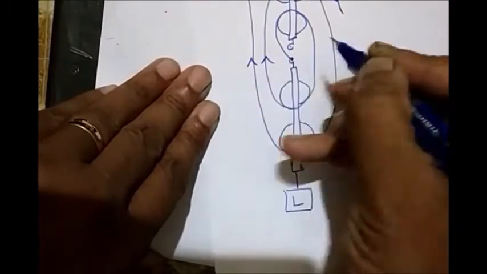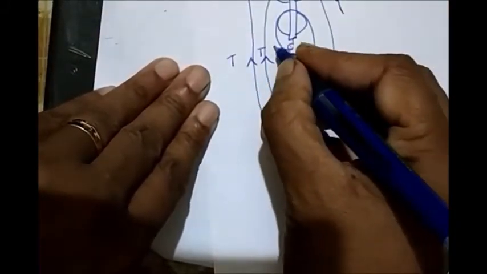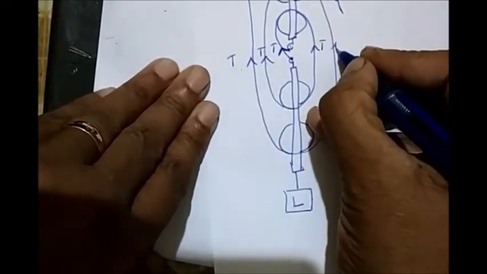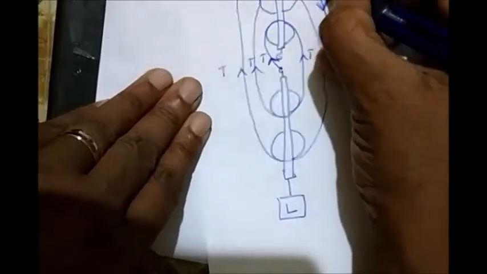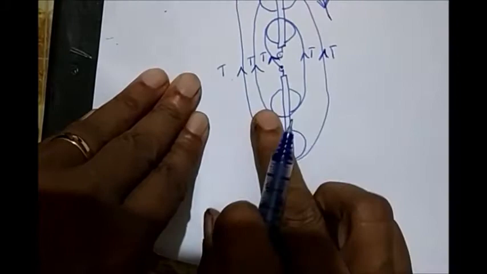So mark the tensions. If it is 5 pulleys, there should be 5 T's. 1, 2, 3. This is also a string, and then there is a T here, a T here, and a T here also. Okay, there will be 6 T's.